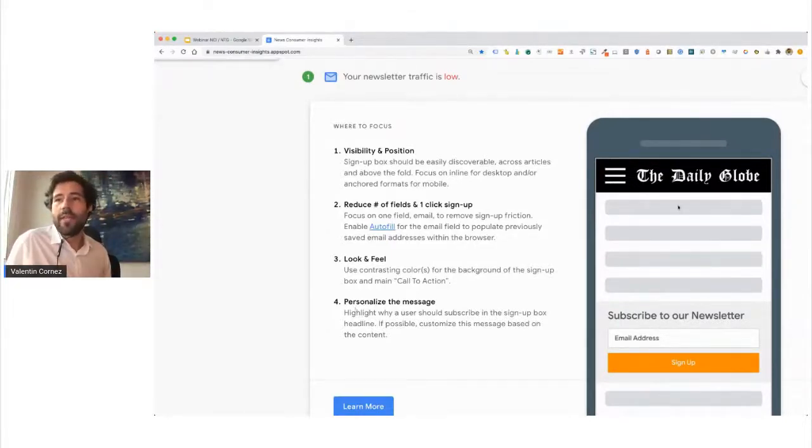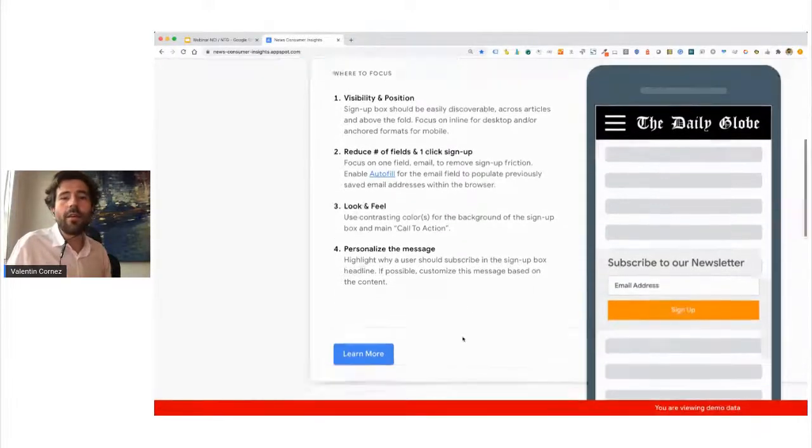On the right-hand side of that card, you will always find an illustration. It's either a GIF or just an image. But it's a great way for you to already visualize what type of implementation we're talking about. In that card also, you will find that Learn More button.